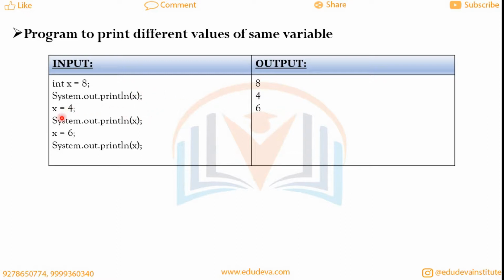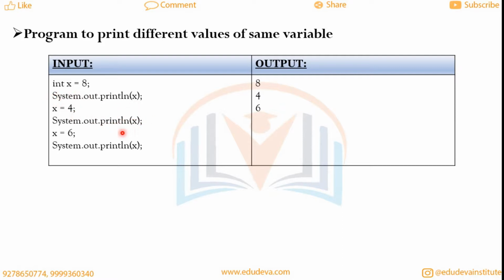In the next line we are writing x is equal to 4. As we are using the variable name that is already defined, we will not write int. At this time we will use x is equal to 4 and it will automatically change the value of the predefined variable. The value of the variable x was 8 and now it will become 4, and then we are using system.out.println x, so it will print the value as 4, as the value of variable x was previously 8 but now it has become 4.